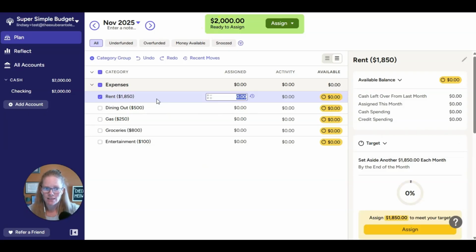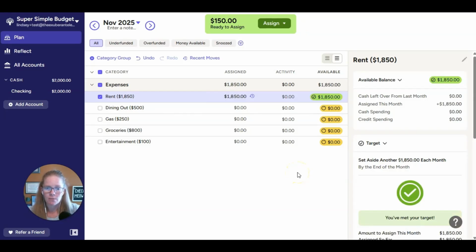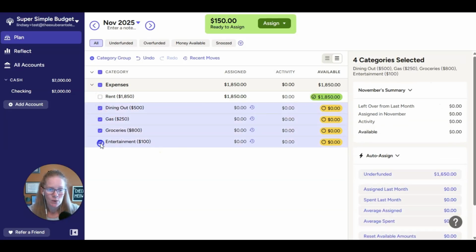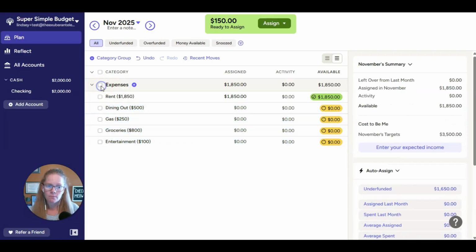So let's say your rent is coming up next week. So we know we need to put $1,850 there. Because we have this target set, it's easy enough to do a one click and assign that much money. So now we have $150 left for all of these other categories. If we check all 4 of these boxes, we can see our goal is to have $1,650, but we don't have that. So now we have to make a choice. Where do we need money before we get paid again?